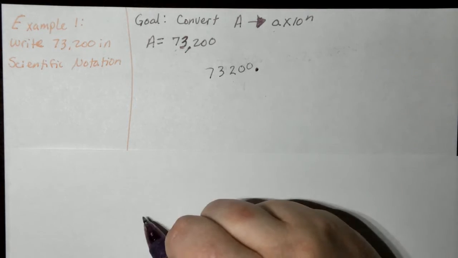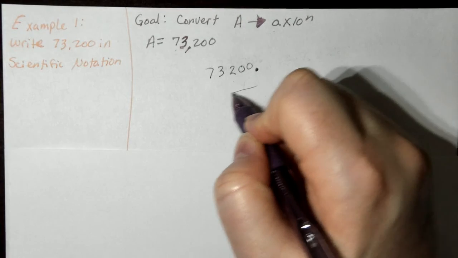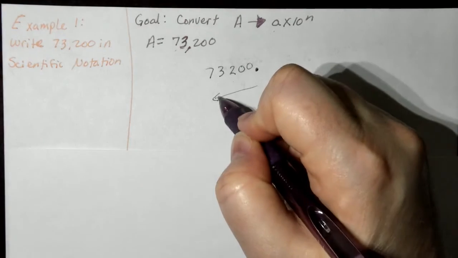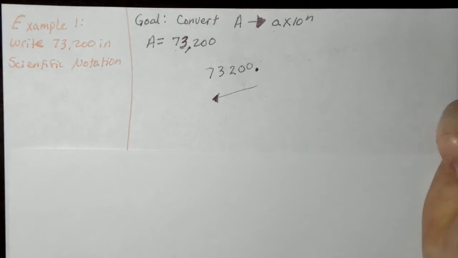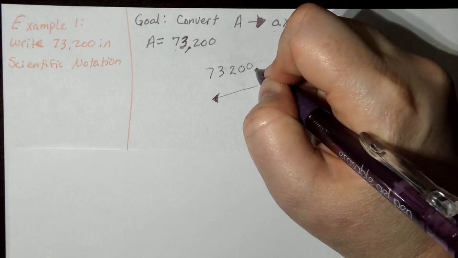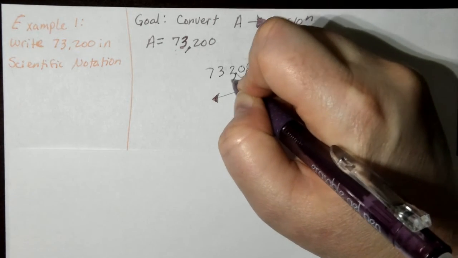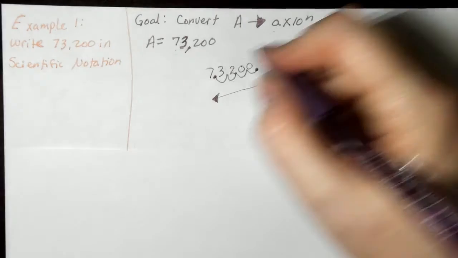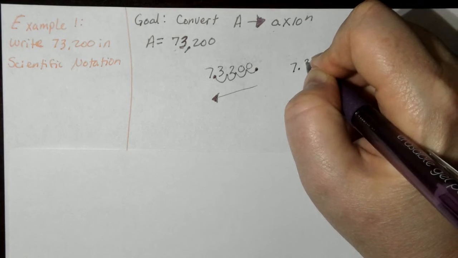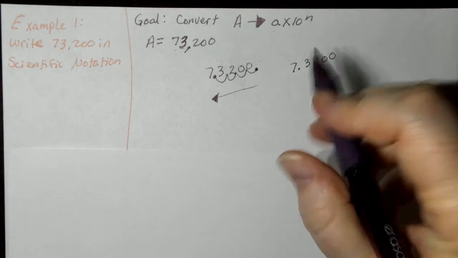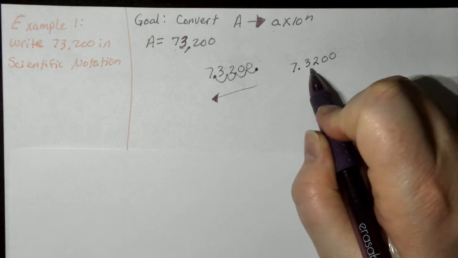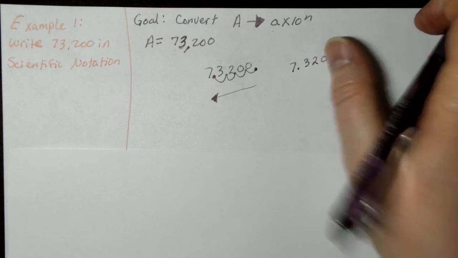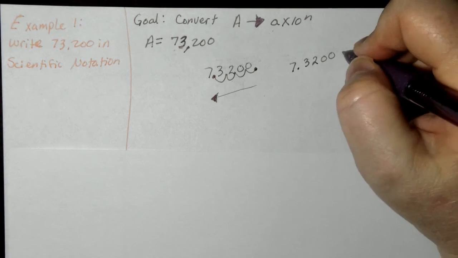Okay, so I'm going to take this decimal, and I'm going to move it to the left. I'm going to move it that way until my lowercase a is a number between 1 and 10. So I'm going to go 1, 2, 3, 4 times, and I'm going to land right there. So now I have 7.3200, or 7 and 32 hundredths. I don't need to care about those last two.